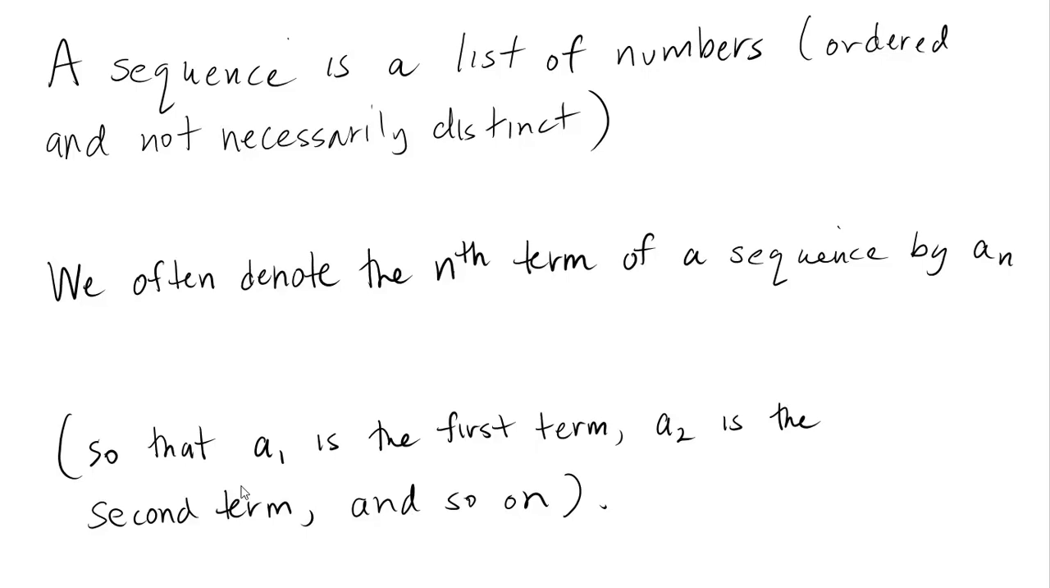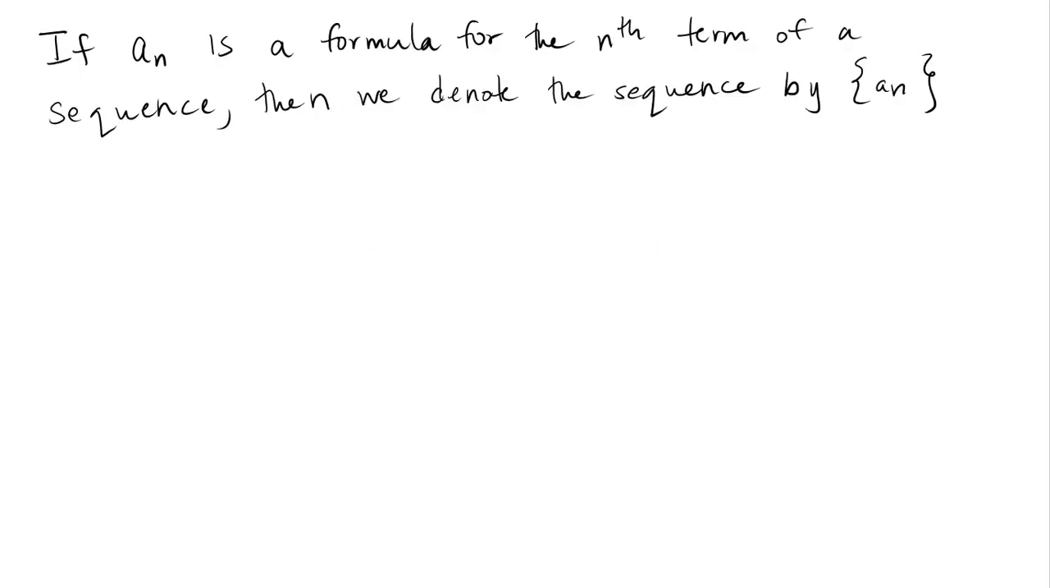Not only is this a convenient way to pick out specific terms of the list, but we can also use a sub n to represent the formula. If there's some sort of formula that generates the terms of the sequence, we can call that formula a sub n. One more bit of notation. To specify that a formula is generating terms of a sequence, we trap the formula in these little set braces. So if a sub n is a formula for the nth term of a sequence, then we denote the sequence by trapping that formula inside the curly braces.